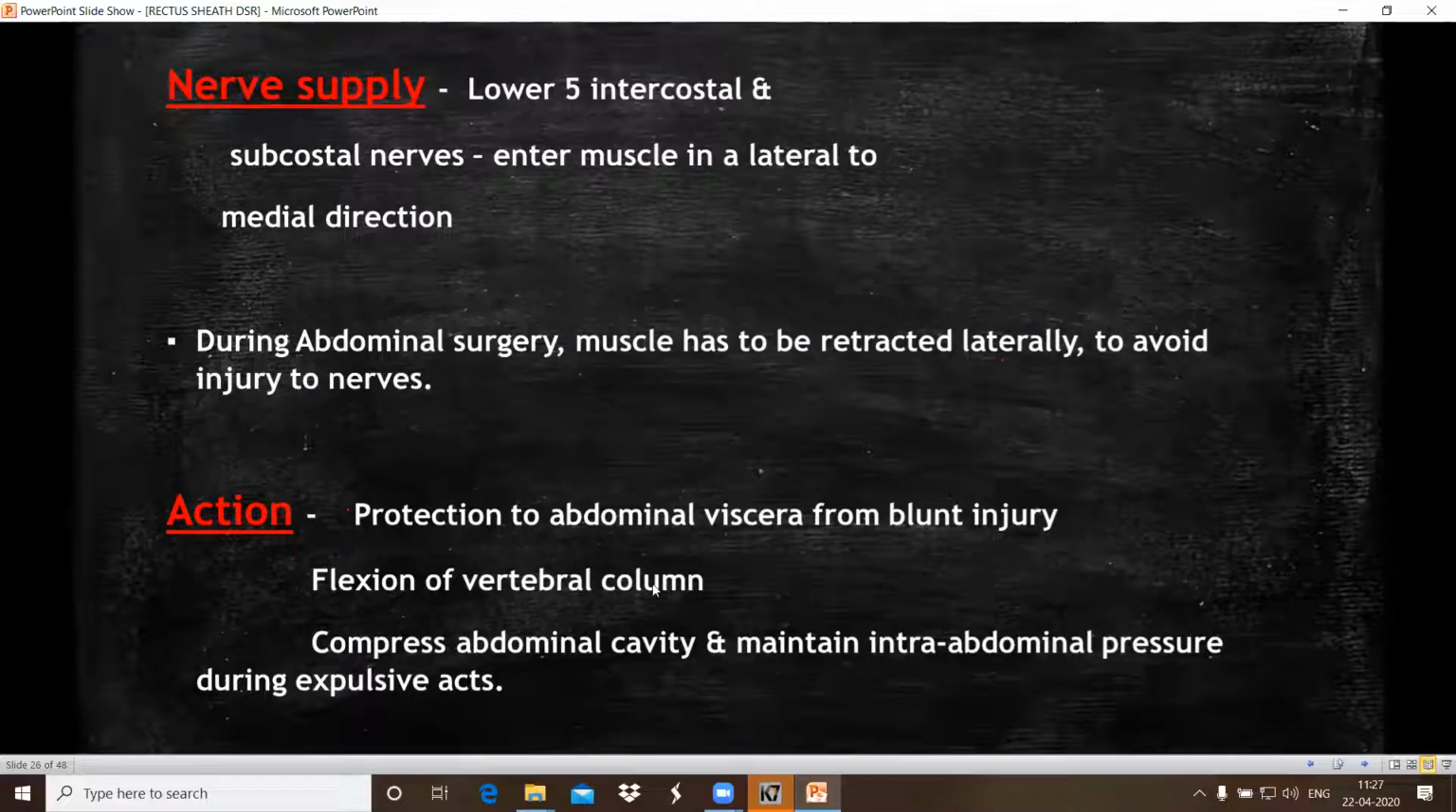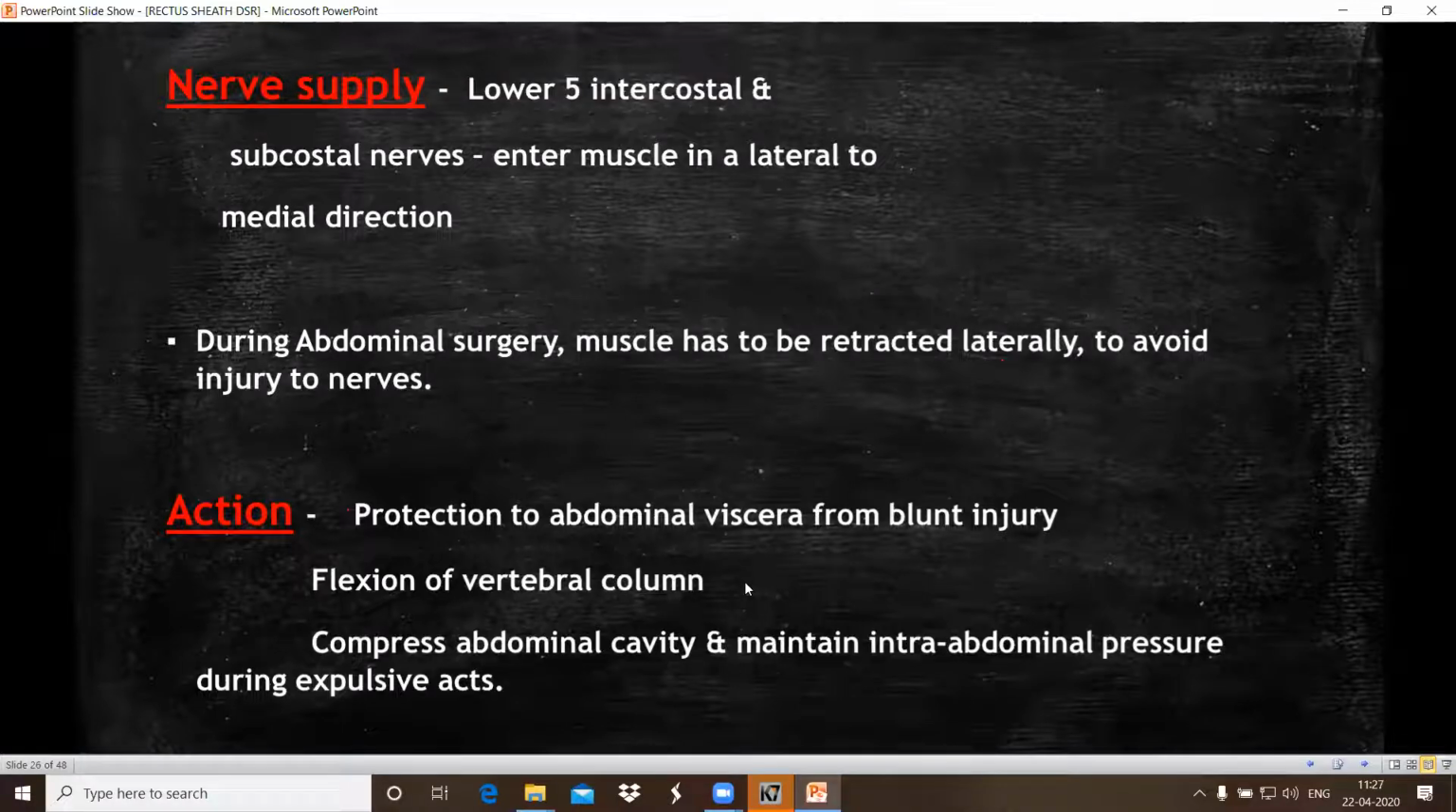What is the action of the rectus abdominis? It protects abdominal viscera from blunt injury, is helpful for flexion of the vertebral column, and maintains the intra-abdominal pressure, especially during expulsive acts, during coughing, during straining for stools. During that time, it is helpful for the protection and maintenance of the intra-abdominal pressure.